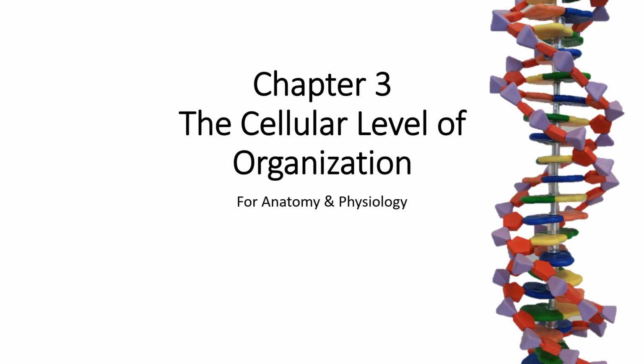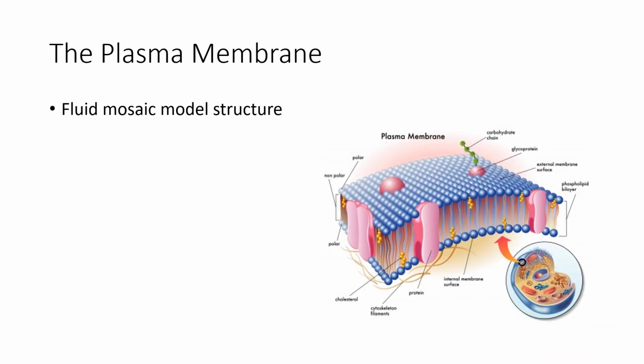Chapter 3 is the cellular level of organization, and we're going to begin by looking at the plasma membrane. Here is a model of the plasma membrane. This region here is inside the cell. This region here is outside of the cell.